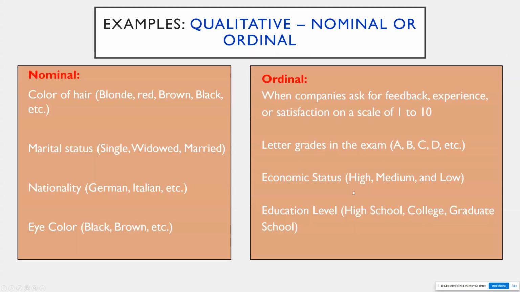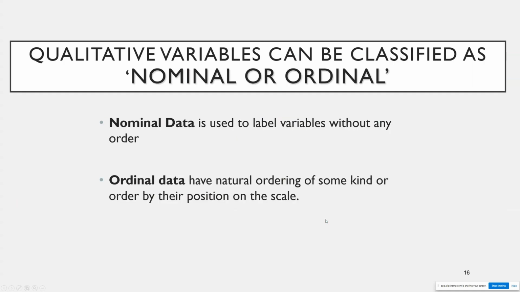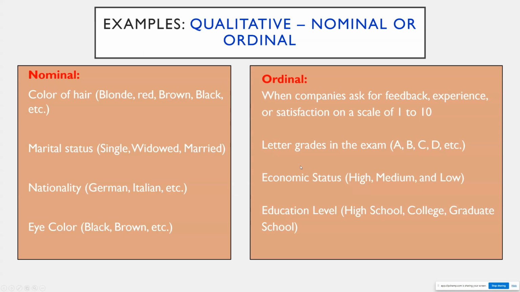Let me give you some other examples. Here are nominal: color of your hair, your marital status, your nationality, your eye color, things like that, where the order of the values doesn't matter. So those are nominal. Now here's ordinal. Now remember, ordinal means natural ordering of some kind. So when companies seek feedback on experience or satisfaction on a scale of 1 to 10, or letter grades A, B, C, D, people understand that. Economic status, high, medium, and low, there's some natural ordering. Or education level: a high school degree, college degree, graduate degree, things like that. So qualitative, or categorical, can either be nominal or ordinal.